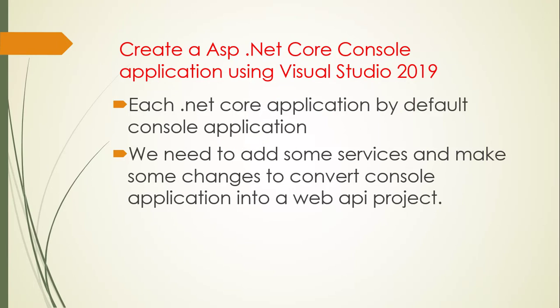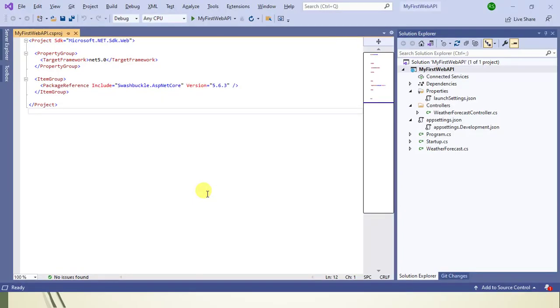We need to add some services and make some changes to convert this console application into a web API project. Since we are dealing with web API application, so we will make some changes that are required to work with web API application. In the console application, we will convert everything as per the need of web API project. Now, let's go to Visual Studio to create console application.